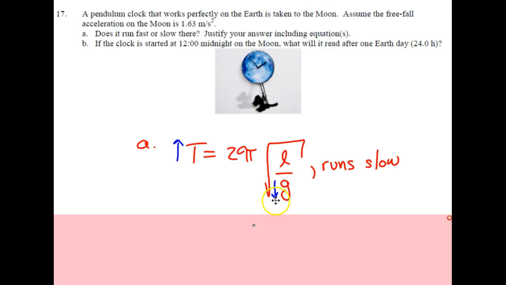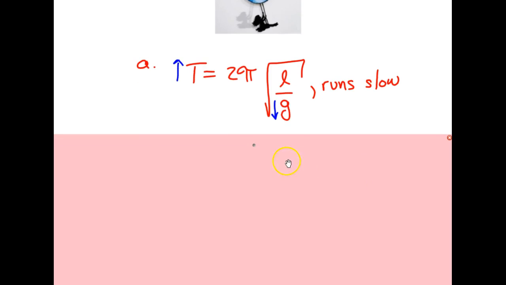So we have a decrease in the acceleration due to gravity when we take our pendulum clock to the moon. There is an inverse relationship between little g and T, and so if the acceleration due to gravity decreases, the period of our pendulum will increase, and that means a longer period on the moon. Therefore, the clock on the moon will run slower. Okay? Now they ask us to practically apply this to figure out what time the clock on the moon will read after 1 Earth day of 24 hours.